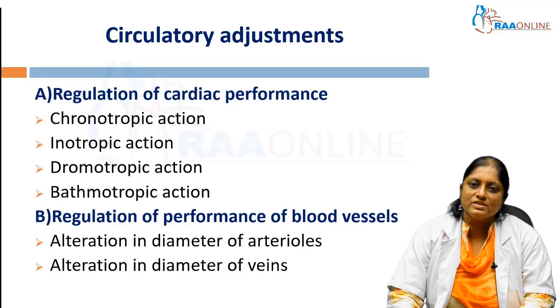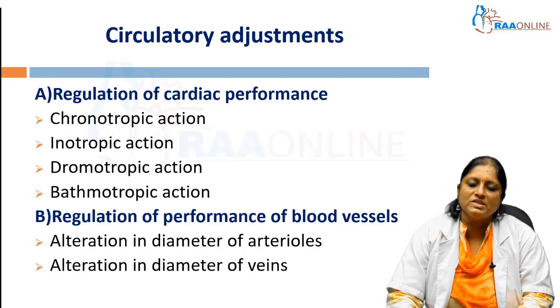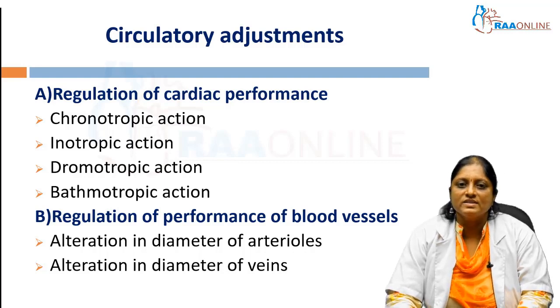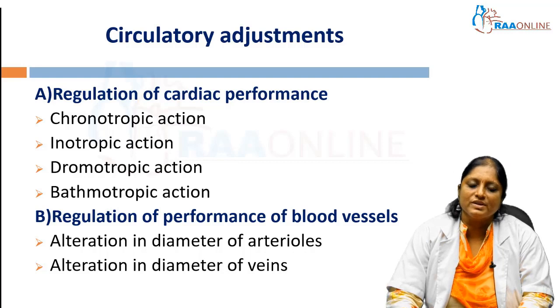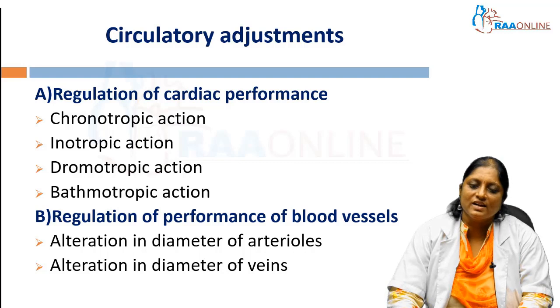So how is this cardiovascular system regulated? One is by the regulation of the cardiac performance and second by the regulation of the performance of the blood vessels. How the cardiac performance is increased or decreased depends on 4 factors. One is the chronotropic action, which is the effect on the heart rate. The heart rate can be increased or decreased, called the positive chronotropic action or the negative chronotropic action. And the second one is the inotropic action, which is the effect on the force of contraction of the muscle.